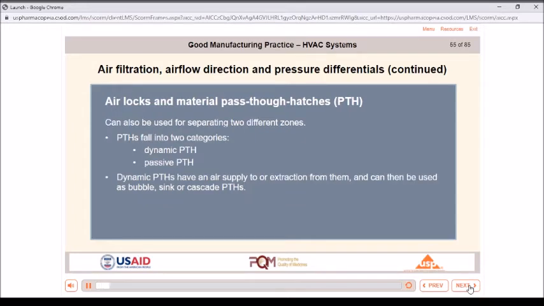Air filtration, airflow direction, and pressure differentials continued. Airlocks and material pass-through hatches, PTH, can also be used for separating two different zones. PTHs fall into two categories: dynamic PTH and passive PTH. Dynamic PTHs have an air supply to or extraction from them and can then be used as bubble, sink, or cascade PTHs.